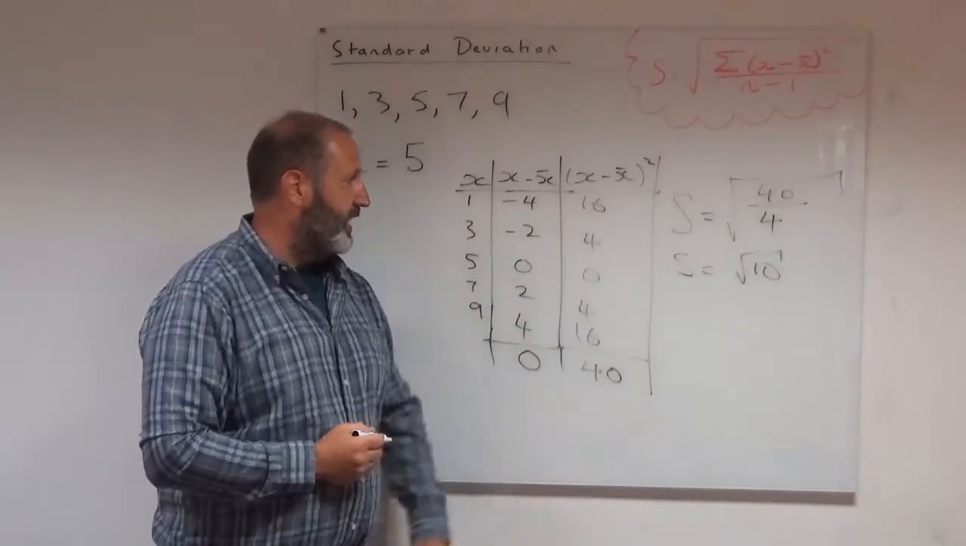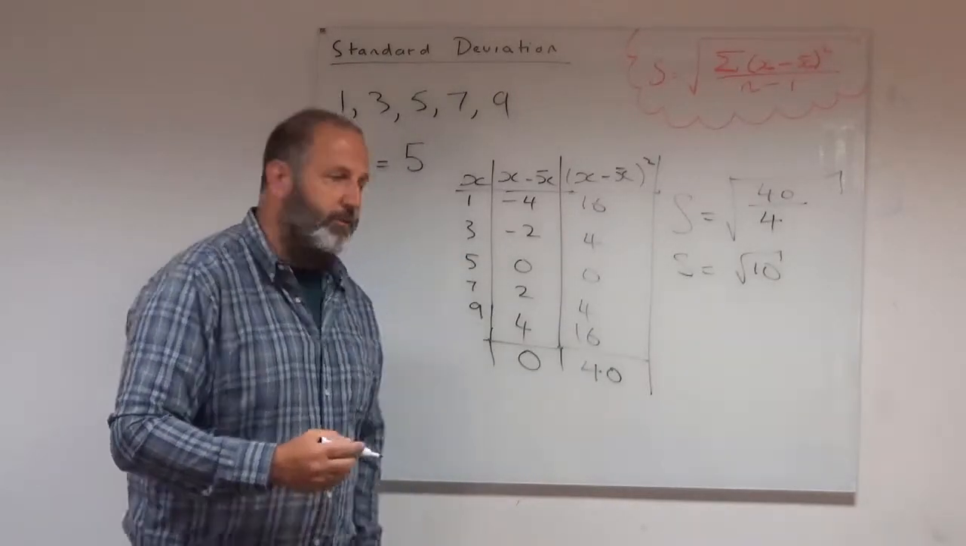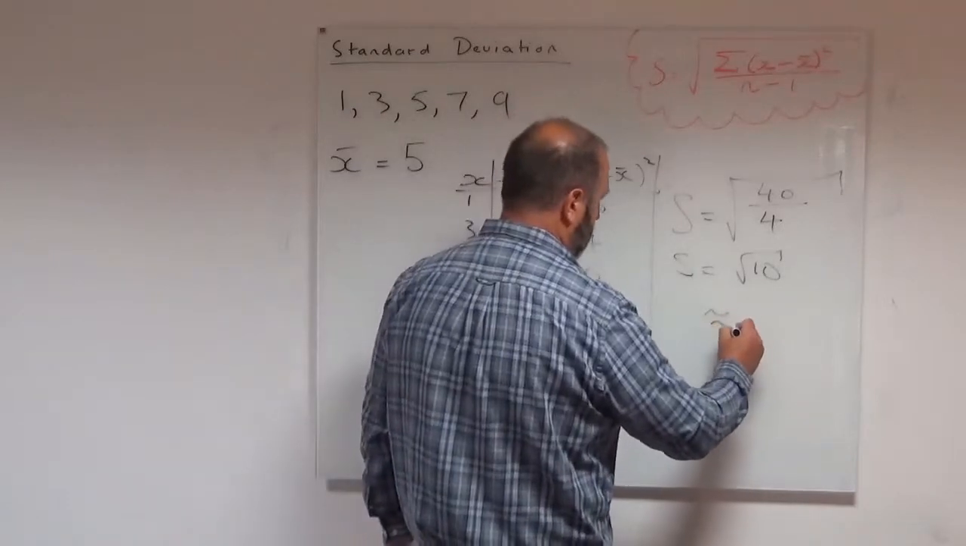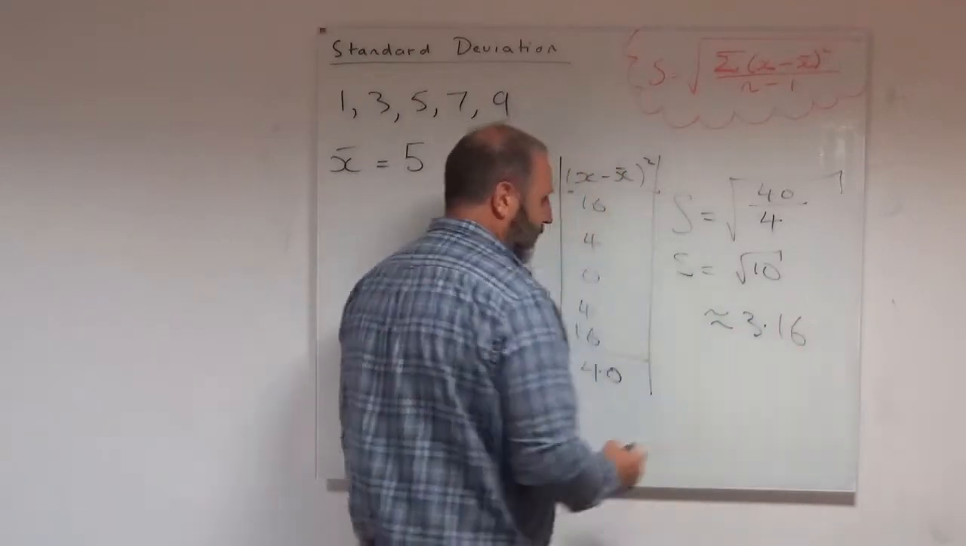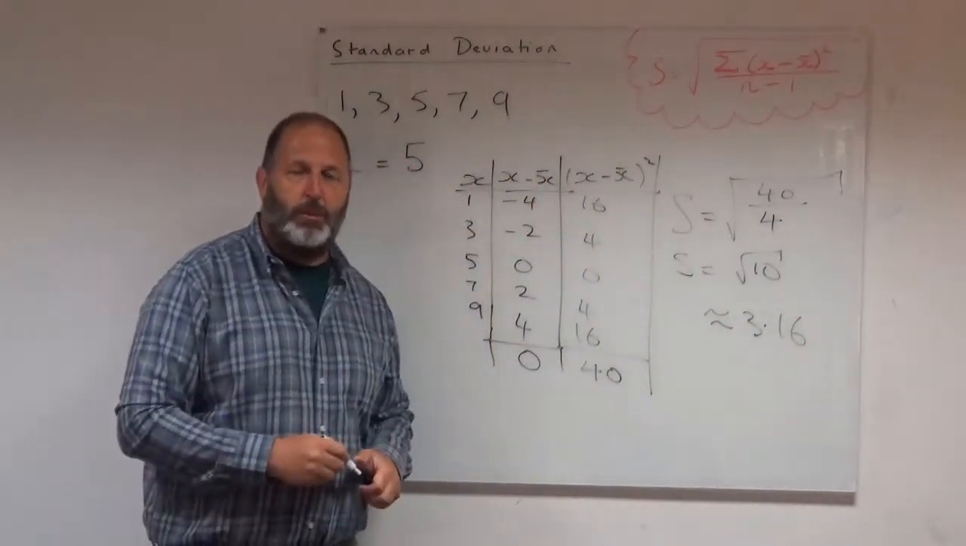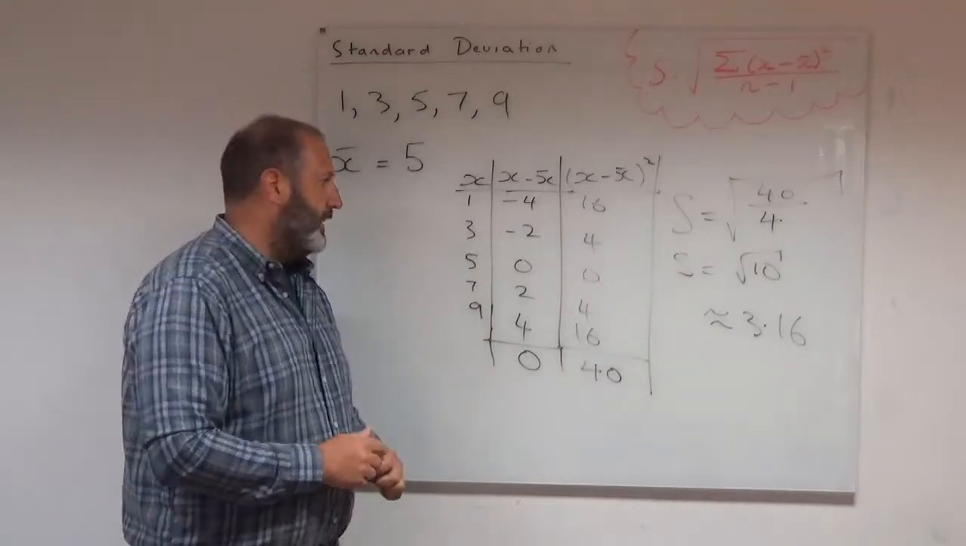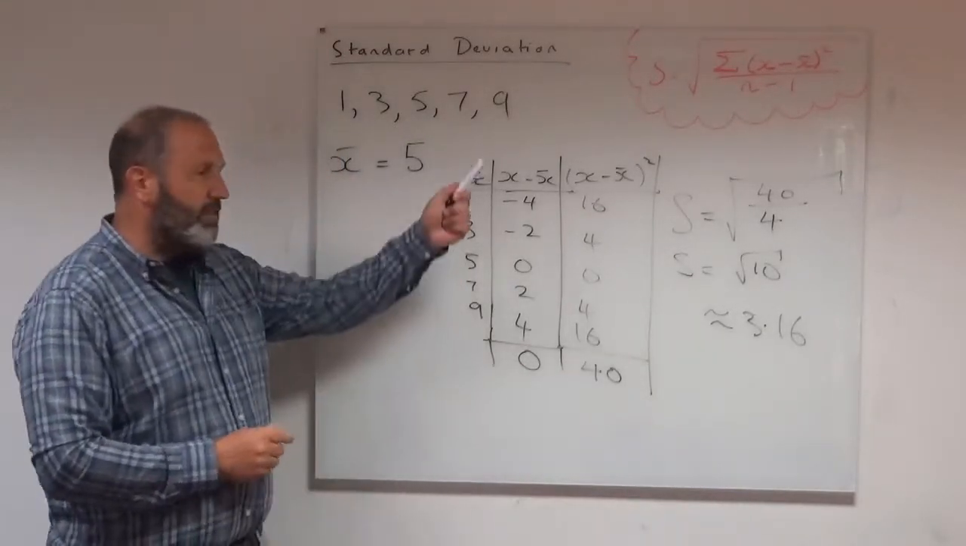I could go to a calculator, I could work it out correct to so many decimal places, I could say, I think that's a perfect answer, I'll leave it alone. It turns out to be approximately 3.16 to a couple of decimal places. And that's the sample standard deviation using this particular method.